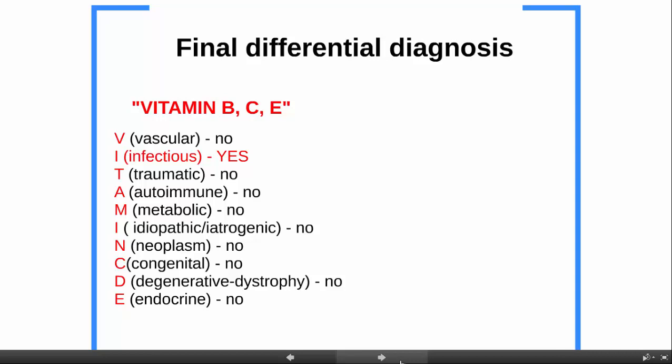In any case, this scheme will help you to classify in what group of diagnoses your patient's disease belongs and to clarify the disease.